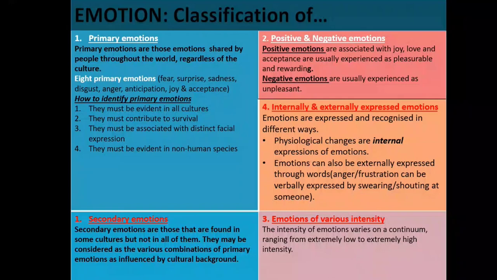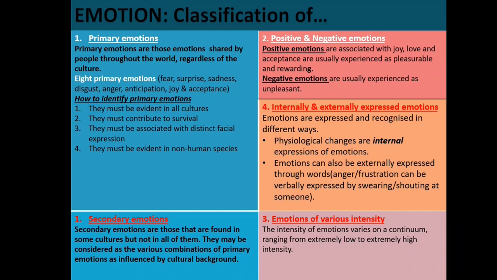For now, we are focusing on what? Classification of emotion. How is the concept of emotion broken down? How can you break down the concept of emotions? We have primary emotions, followed by secondary emotions, positive and negative emotions, internally and externally expressed emotions, as well as emotions of various intensities. So let's start with primary emotions. Primary emotion, the beginning, the start.